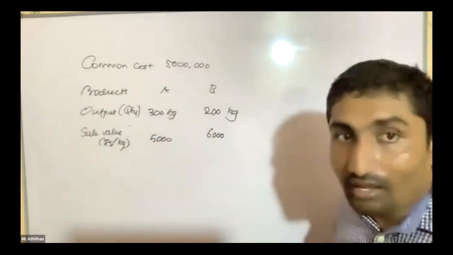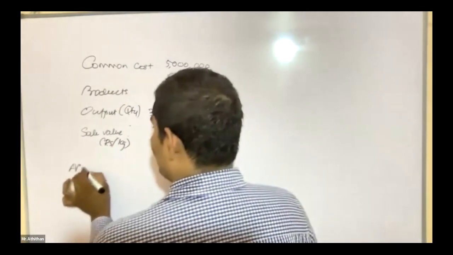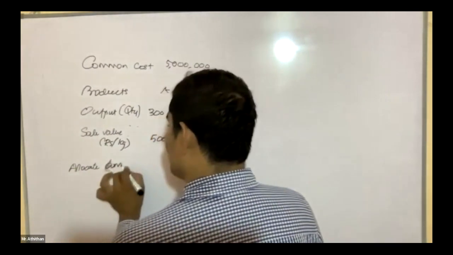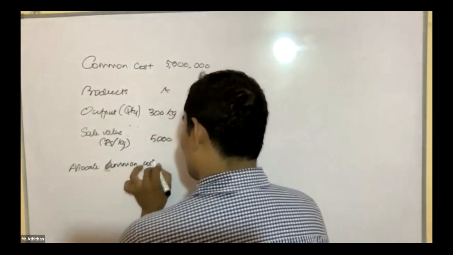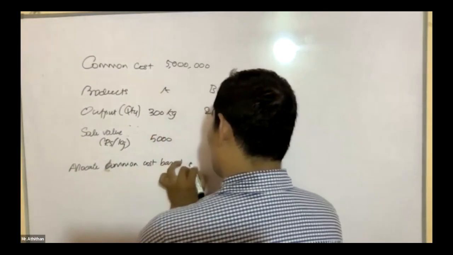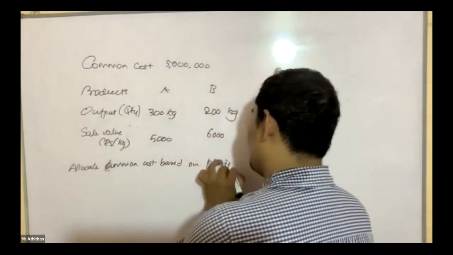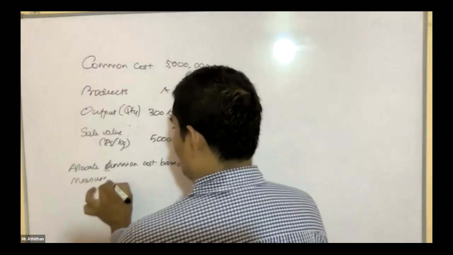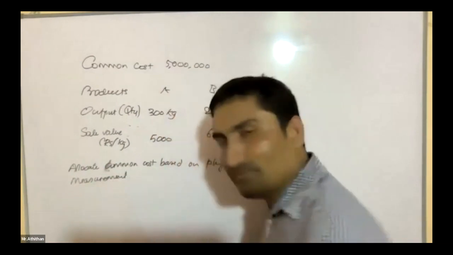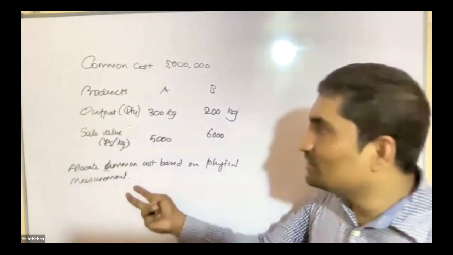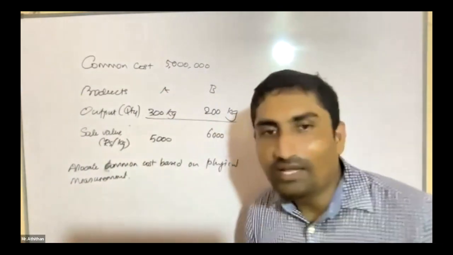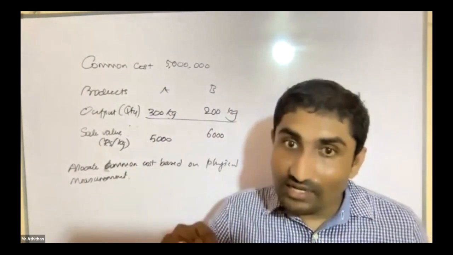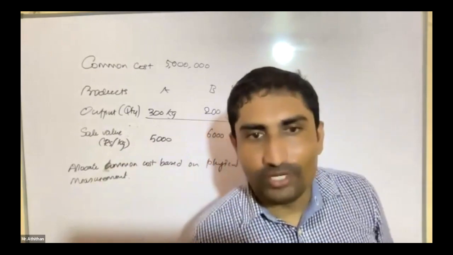Okay, now allocate the common cost based on physical measurement. Right? Physical measurement. Physical measurement means this. Right? Physical measurement வச்சுக்கொண்டு cost allocate பண்ண சொல்லி இருக்கு. First question, இது joint product by product?